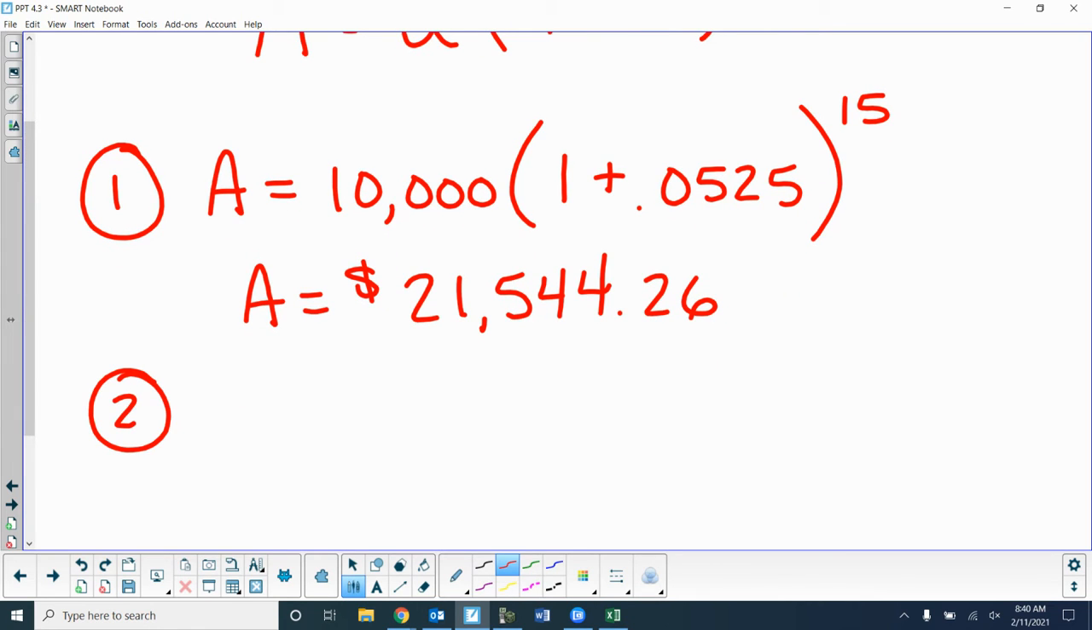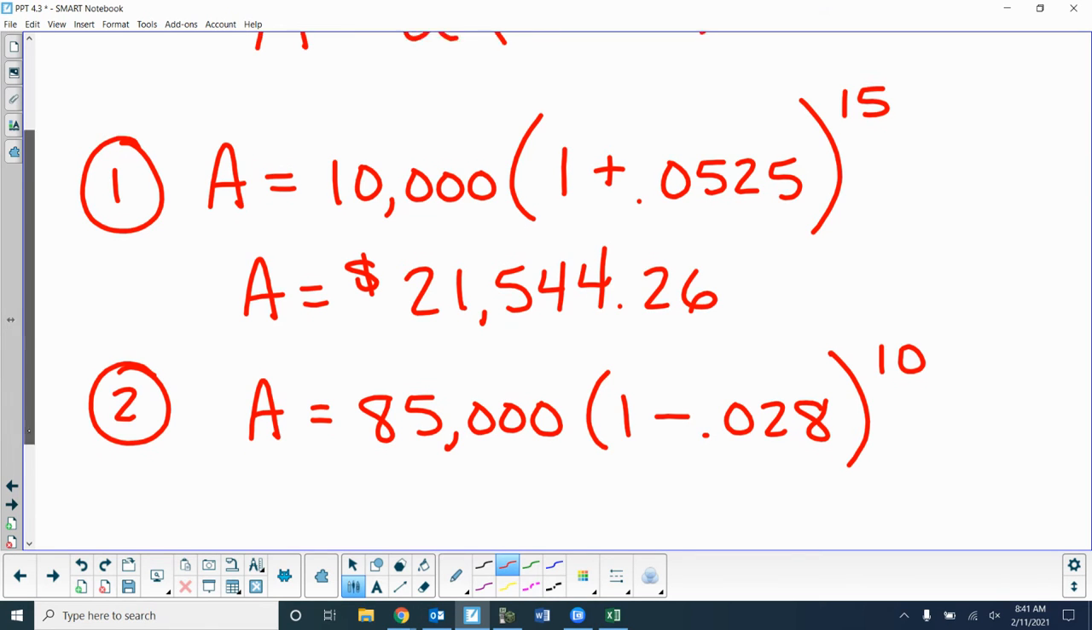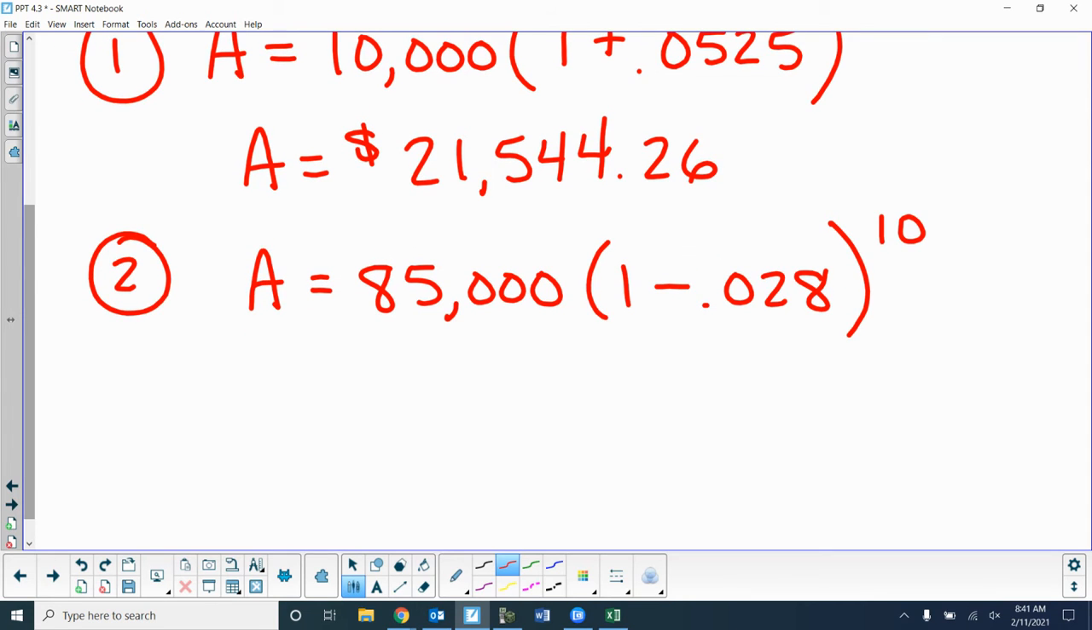So number 2 is A equals, and it starts out for population, 85,000 people. And it's decreasing, so it's 1 minus, and our percent was 2.8%, which is 0.028. And it says after 10 years, so that's to the 10th power. Okay? So those aren't bad once you know the formula, right?